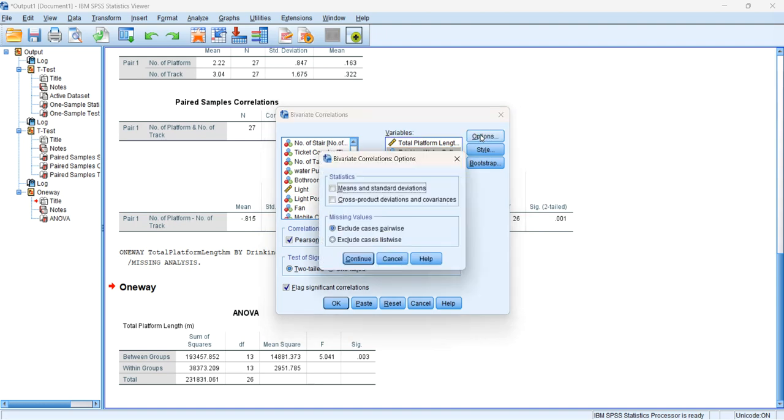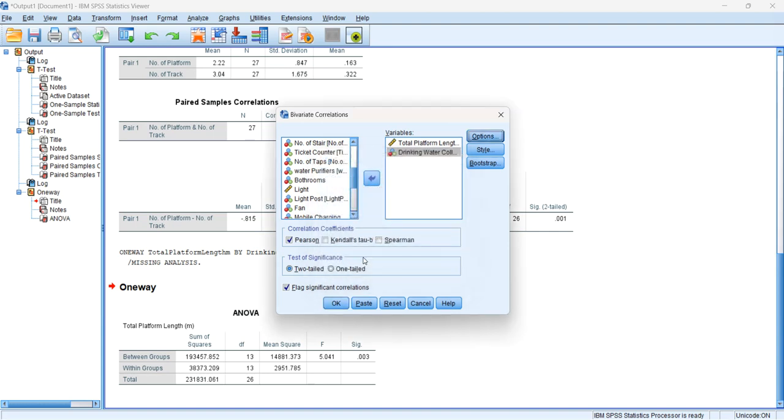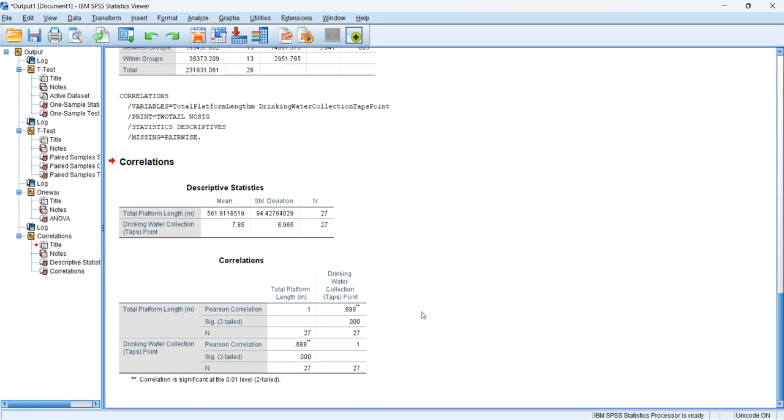Just go to the option, you can add the mean and standard deviation here, and just continue. You can go for the two-tailed test of significance, and flag significant correlations. If there is a significant correlation, there will be a star. That is easier to understand and interpret. Click it. So you can see that this is the significant correlation, a double star.